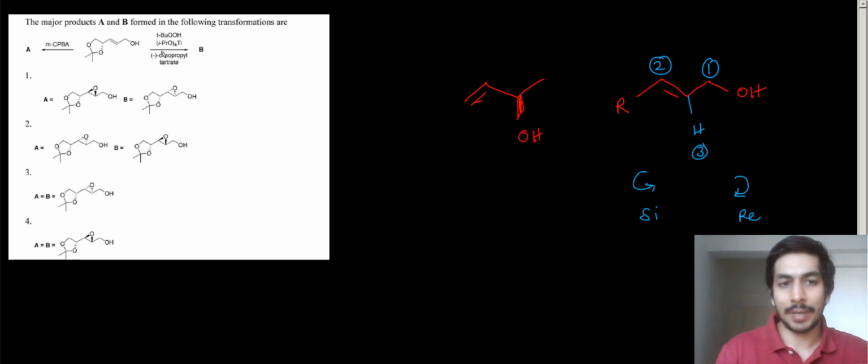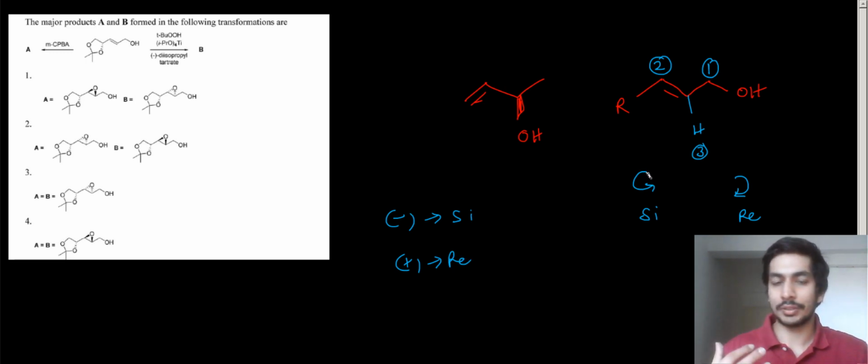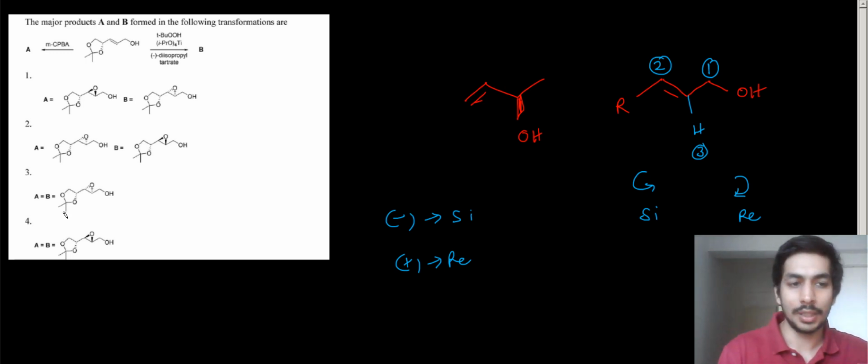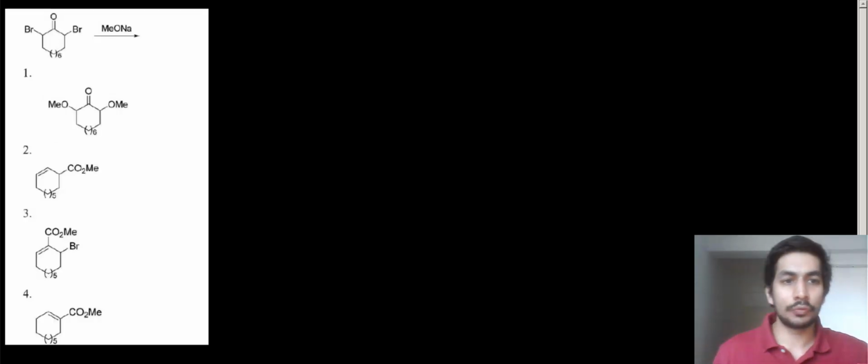And we know that if we have minus diethyl tartrate, then minus attacks from the Si face, okay, and plus attacks from the Re face. So since minus is given to us and above the plane is the Si face, it is going to attack from the Si face, which is above the plane. So that means in both the cases the epoxidation is going to happen from above the plane, and that is why over here the correct answer is option number 4. All right. Let's move to the next question.